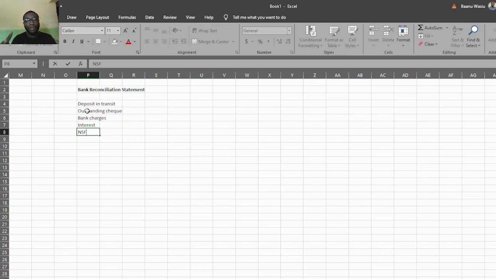So these are some of the issues that lead to imbalances. The essence of the bank reconciliation statement is to look at those problems and then rectify them so that we come to a true balance for both statements. So what are the steps you need to take to resolve this issue? Obviously, before we can do this, we need both statements, the cash book statement and the bank statement for the same period.